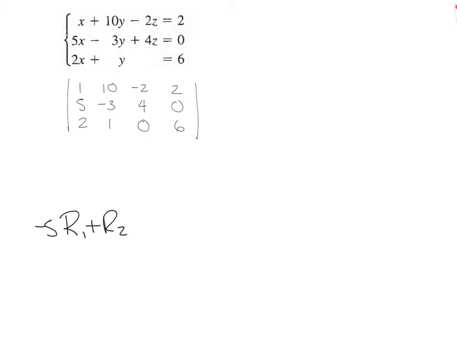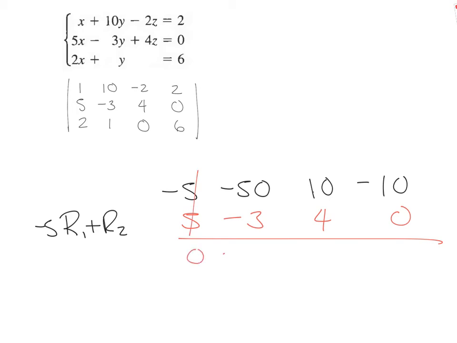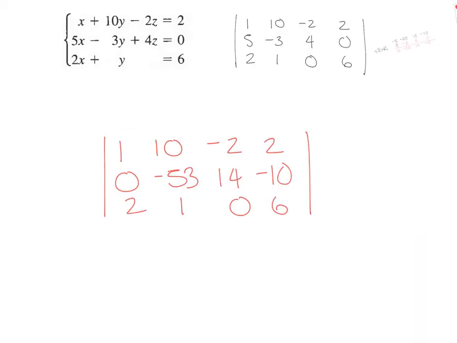And if it helps you, just work out on the side whatever it is that you're working on. So that's going to be negative 5, negative 50, positive 20, negative 20. I wrote 20, but I meant 10. And I'm going to add that to the second row. And when I add them together, here I get 0, negative 53, 14, and negative 10. So this is what I have so far.